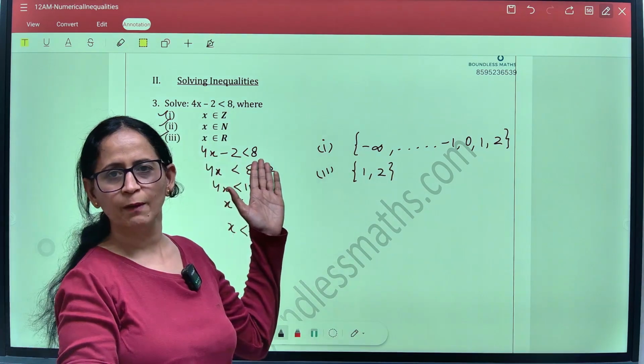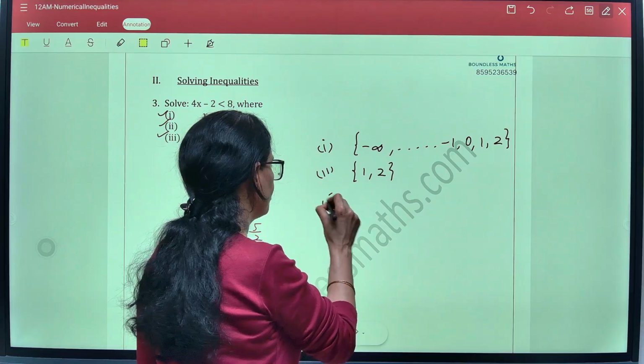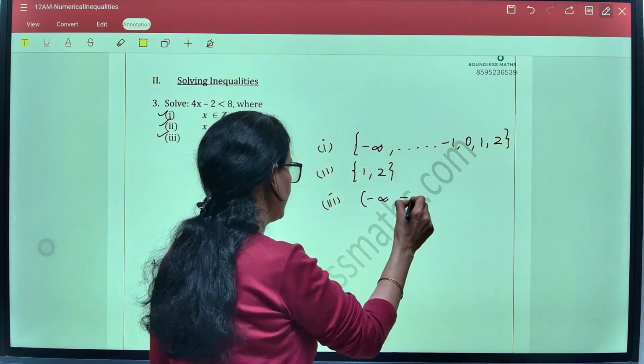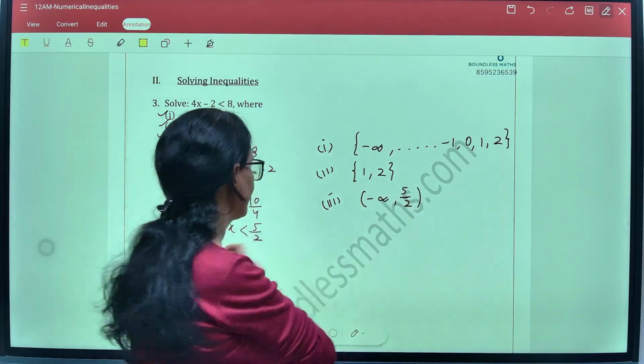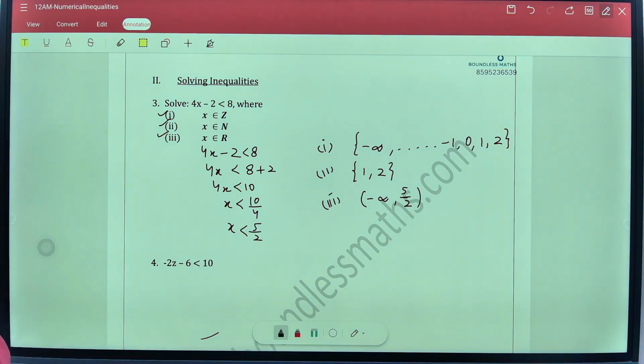Third says real numbers. So all the real numbers less than 2.5. So how do we write? It is minus infinity till 5 by 2, with a circular bracket because it is only less than. Clear? Okay, great. So let's move to the next question.